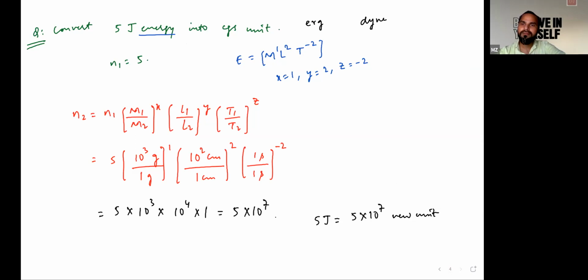So what is the CGS unit for energy? Erg. Could you repeat that again? For force, SI unit is Newton and its CGS unit is dyne. For energy, SI unit is joule and CGS unit is erg. Okay. Is it clear? Yes, sir.